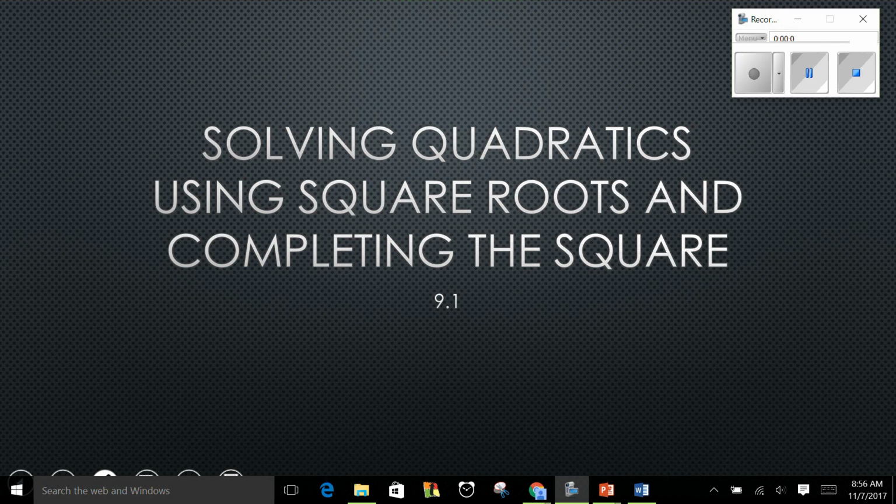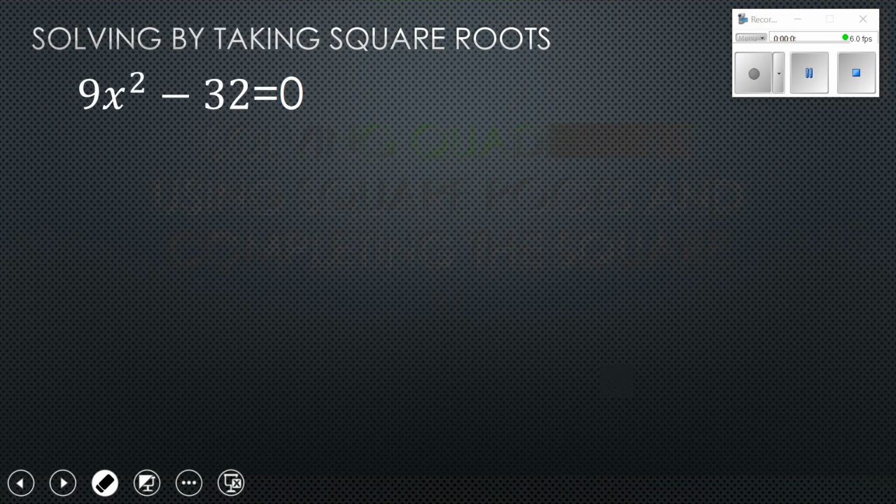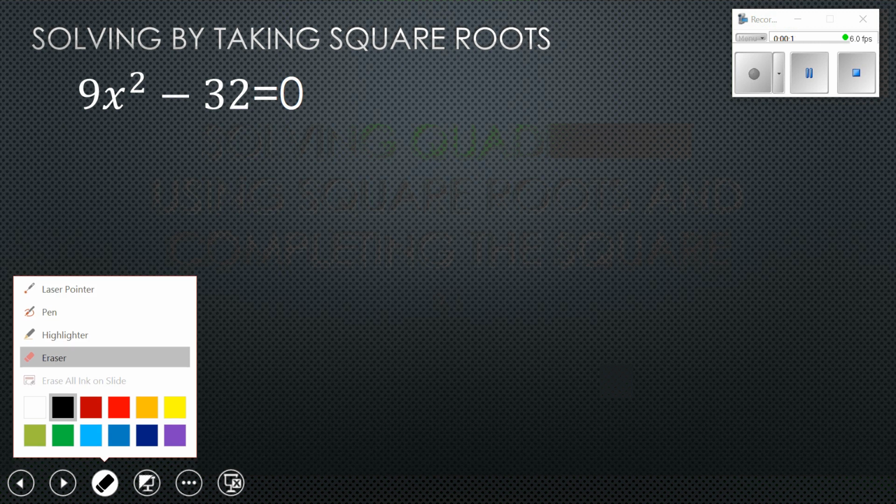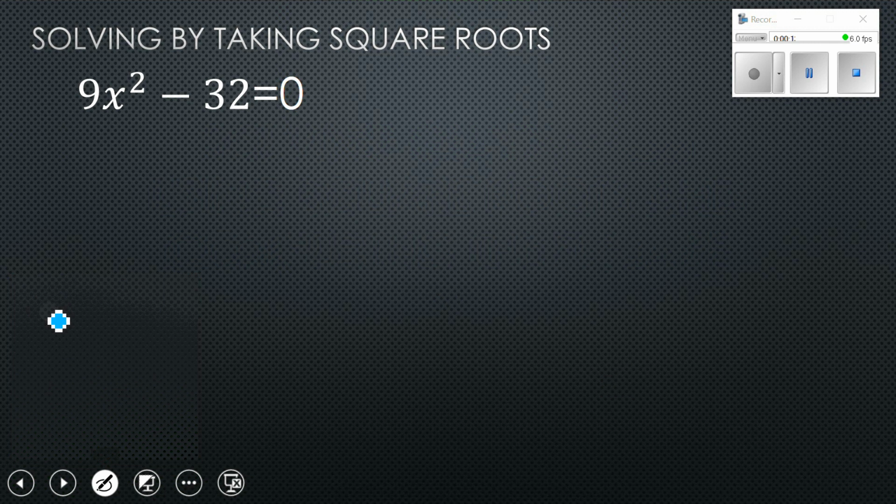Today we're going to look at a couple methods to solve quadratics. We're going to use square roots and completing the square. So let's get started. We're going to look at using square roots first. So as we go through this, we're going to make sure that we get the x squared isolated first.